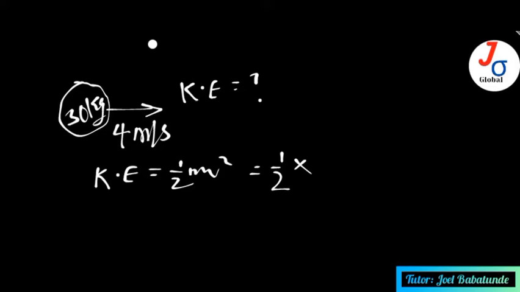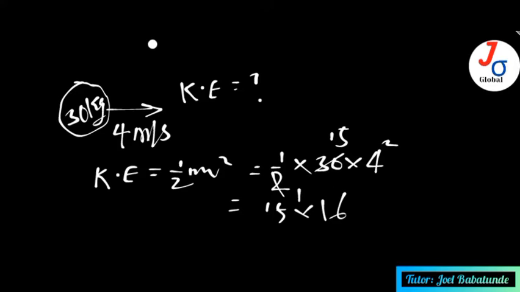What is the mass? Half multiplied by the mass. What's the mass? 30. Multiplied by the speed squared or velocity squared. That's 4 squared. Okay, that gives us 2 here, 1, 2 here, 15. And that gives us 15 multiplied by 16. And that alone gives us 240 joules. So that tells us that kinetic energy in this case is actually 240 joules.